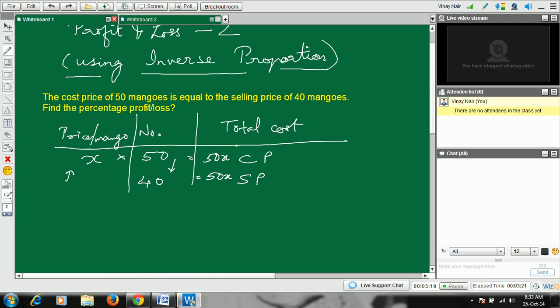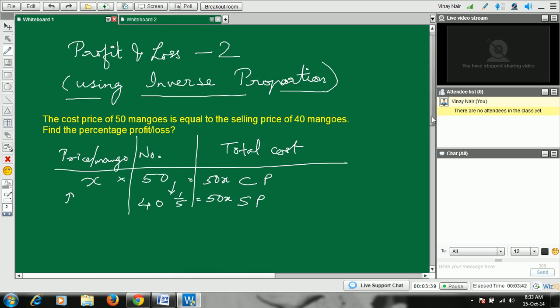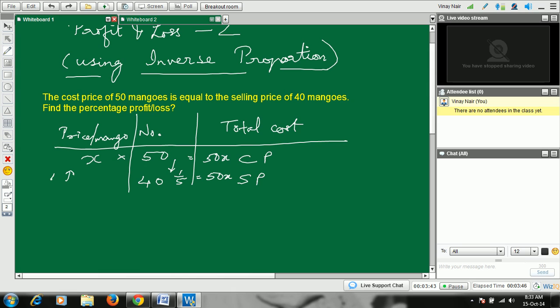So here again we can see the use of inverse relationship. The number has reduced by how much? From 50 it has become 40, that means it has reduced by 1/5. So when it is reducing by 1/5, the other has to increase by 1/4. So the price per mango should become 1.25x. Earlier it was 1x. Now it increases by 25%, that is, it is increasing by 1/4. So it has become 1.25x multiplied by 40 numbers, which will give us 50x.